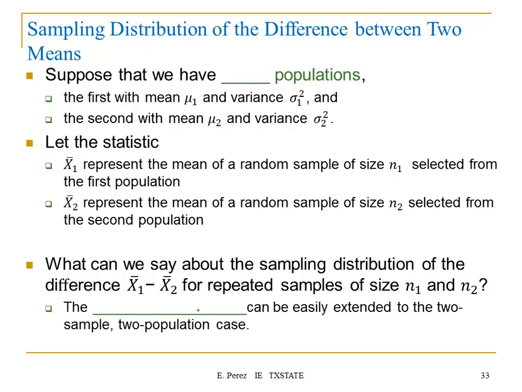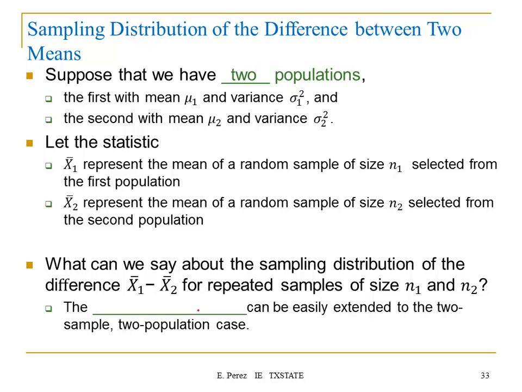The next thing that I'm going to show you is a different type of problem. In this one, instead of just one population, we have 2 populations. So suppose that we have 2 populations. The mean for the first population is mu1, and the variance is sigma 1 squared. And we have the same thing, but with different mean and variance for the second population. And we let the statistic x bar 1 represent the mean of the random sample of size n1 selected from the first population. We do the same procedure for the second population.